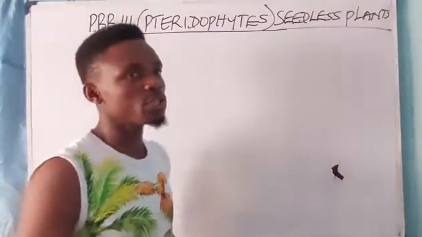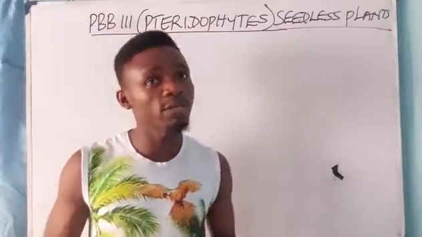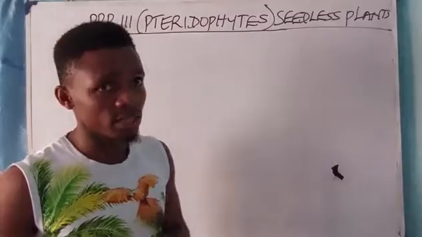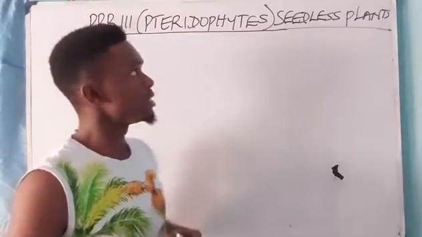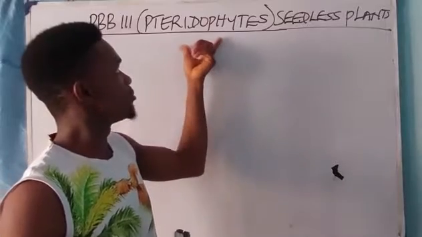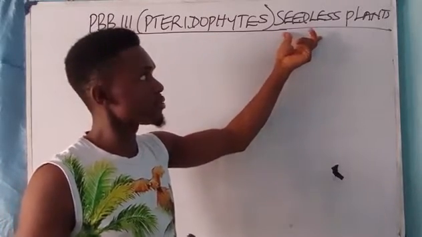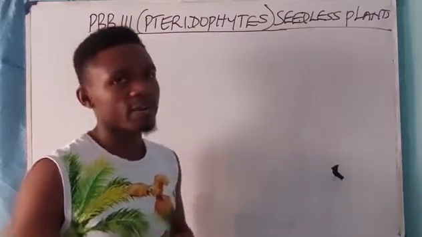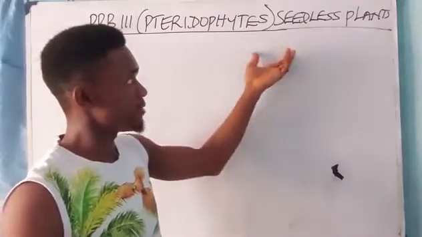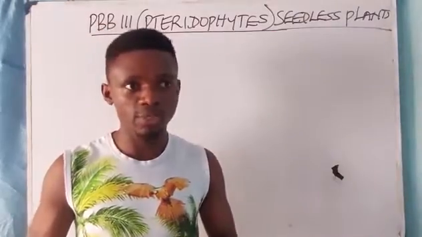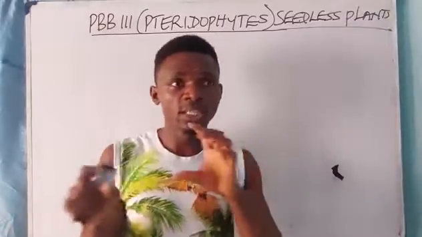In this topic, we shall be treating the differences between Pteridophytes and the Bryophytes. Now, the Pteridophytes are seedless, the Bryophytes are seedless. That is what they have in common. But the differences are: one, the Pteridophytes have vascular bundles, but the Bryophytes do not have vascular bundles. The Bryophytes have leptoids and hydroids, but Pteridophytes don't have leptoids and hydroids. So those are the differences.